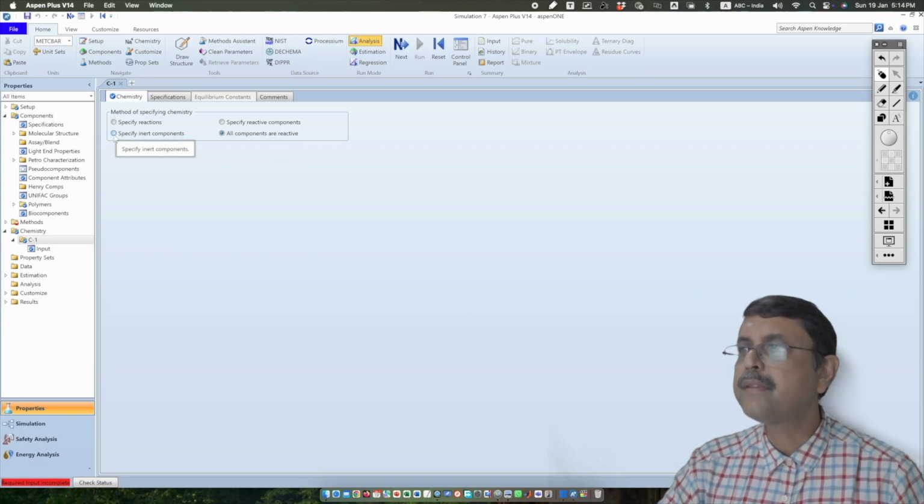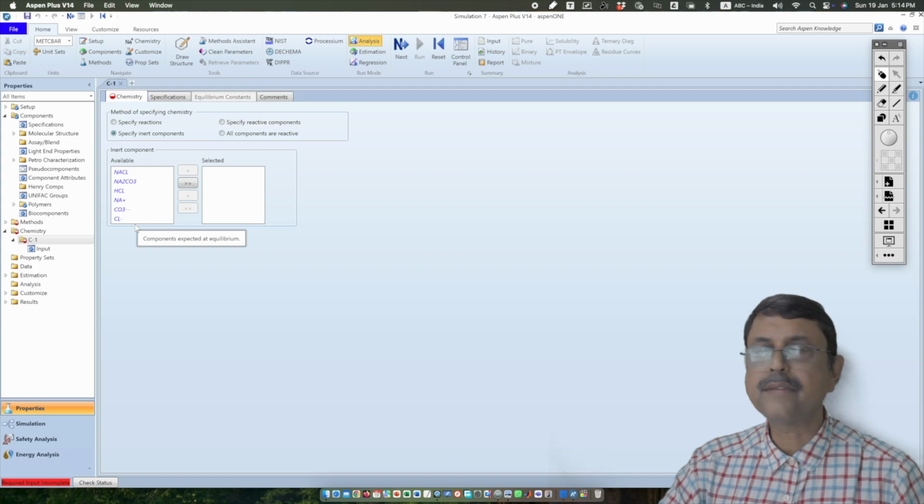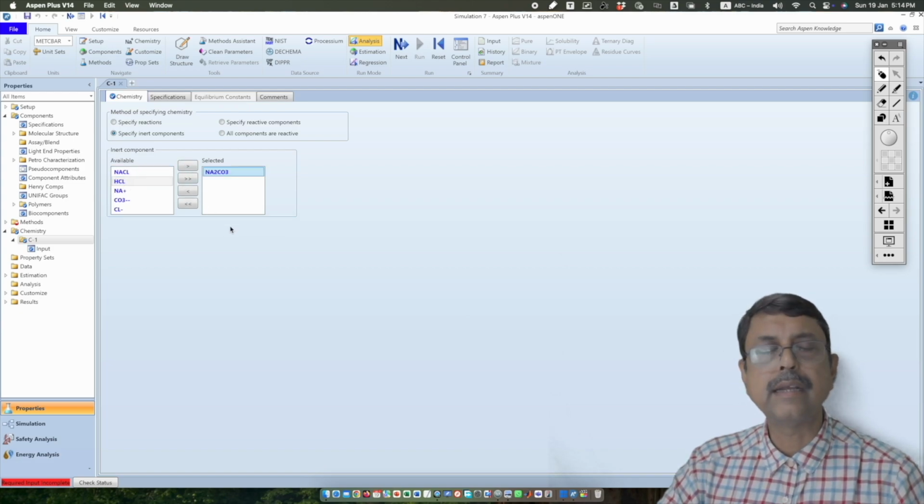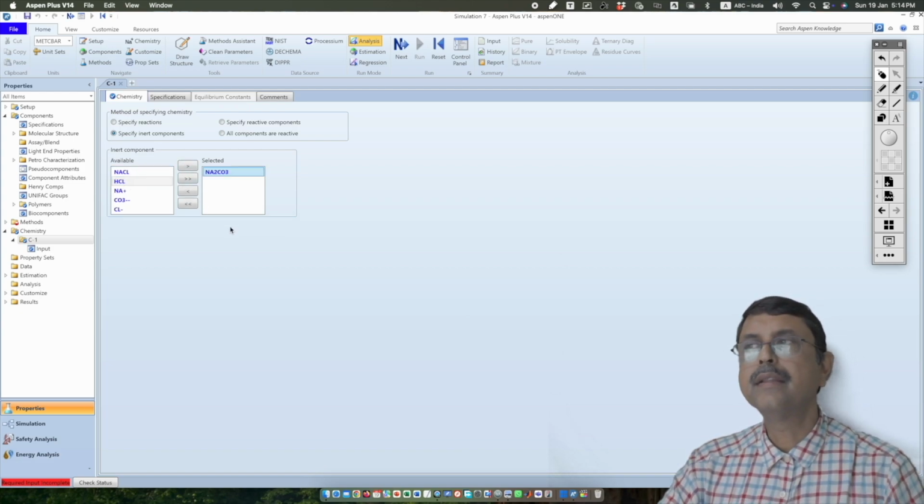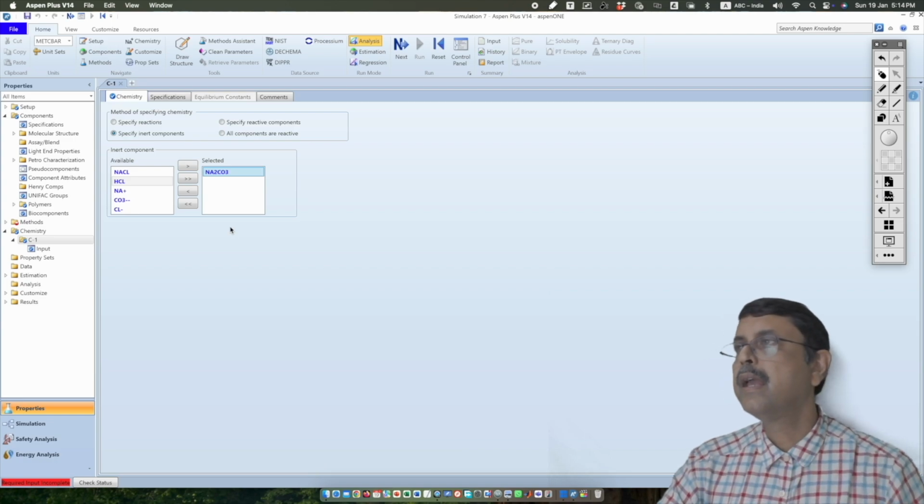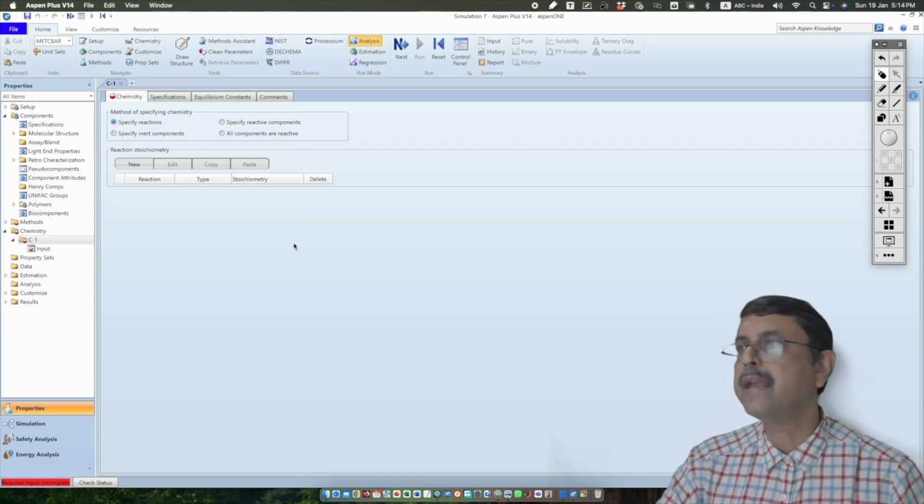Or you can specify some inert components. Like if you feel that for this example, Na2CO3 will not react, then you can say Na2CO3 is an inert component. Then this component will not take part in any kind of reaction. Or in most of the cases, we have to specify the reactions.